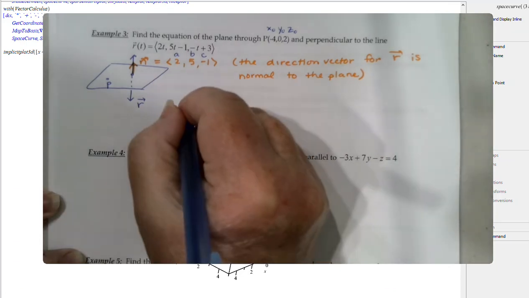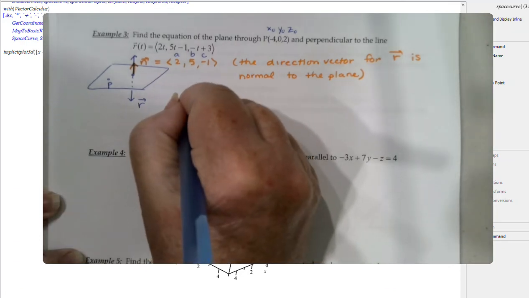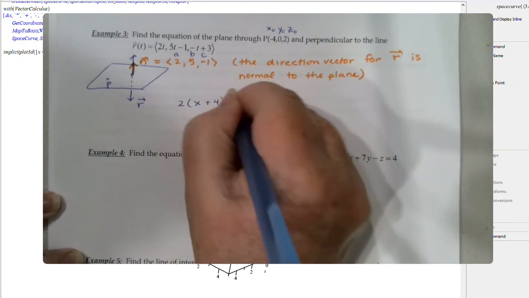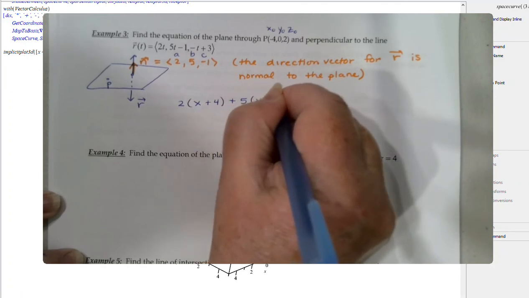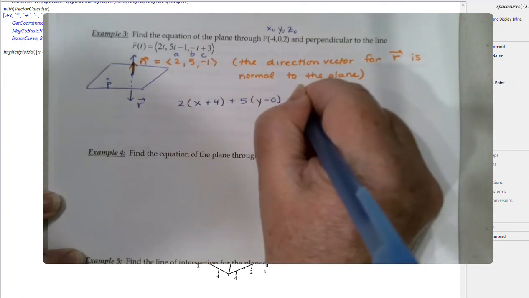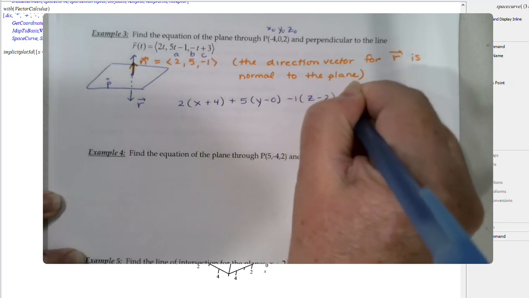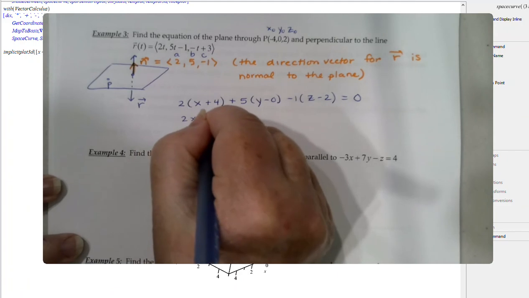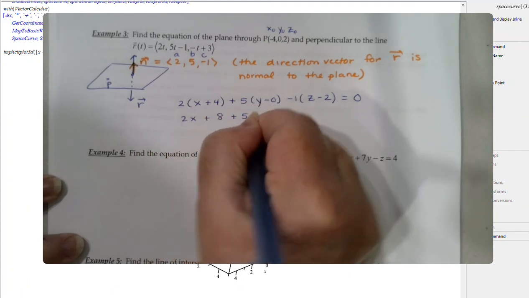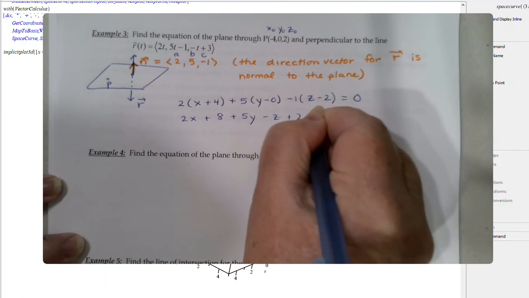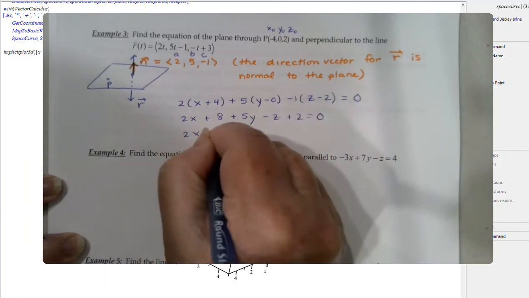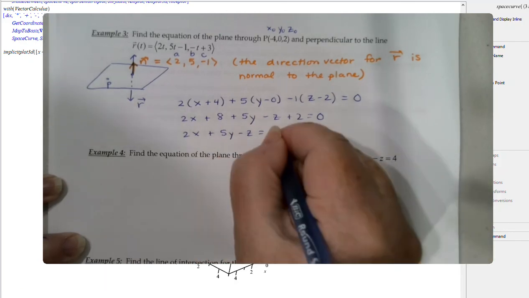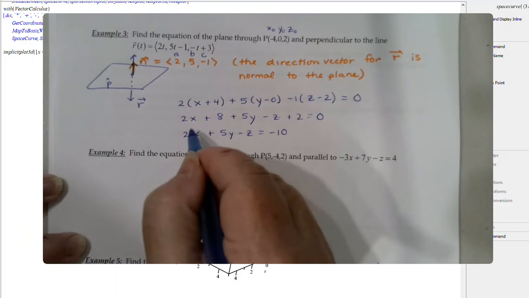And that means that I can put together my point normal form, 2 times x plus 4, plus 5 times y minus 0, minus 1 times z minus 2, equals 0. A little bit of algebra. And I get 2x plus 5y minus z equals, that'll be 10, so negative 10 when I put it on the other side.